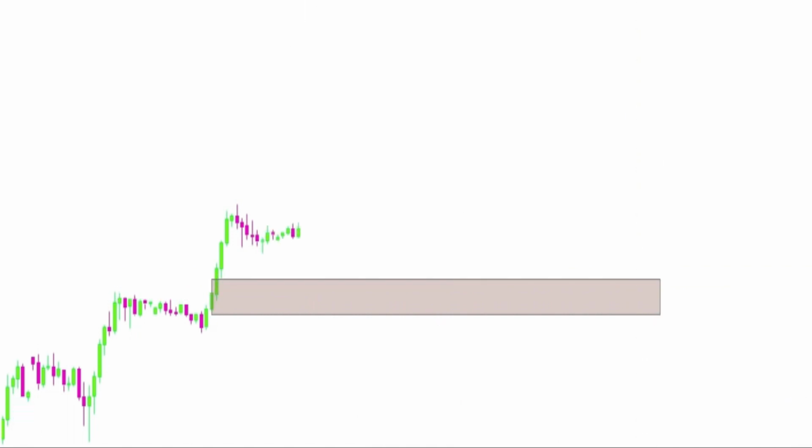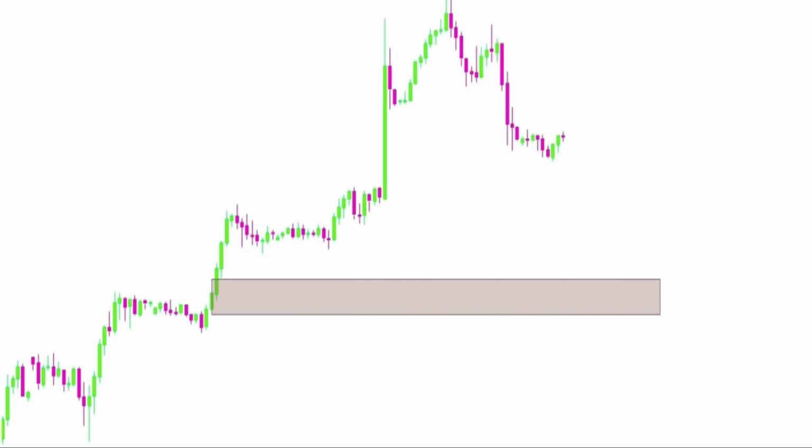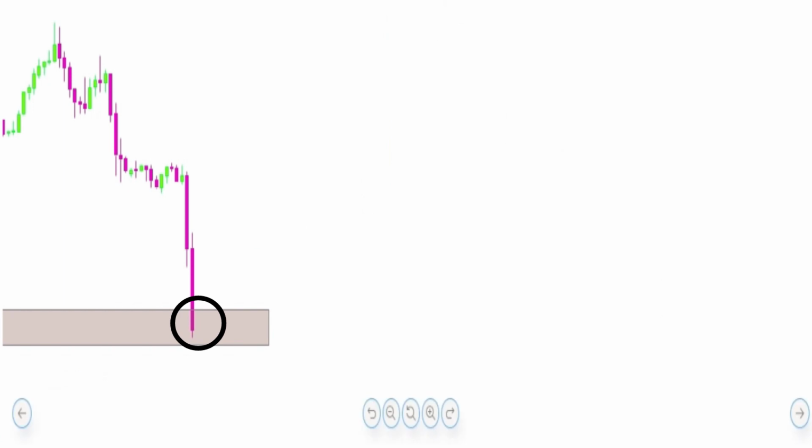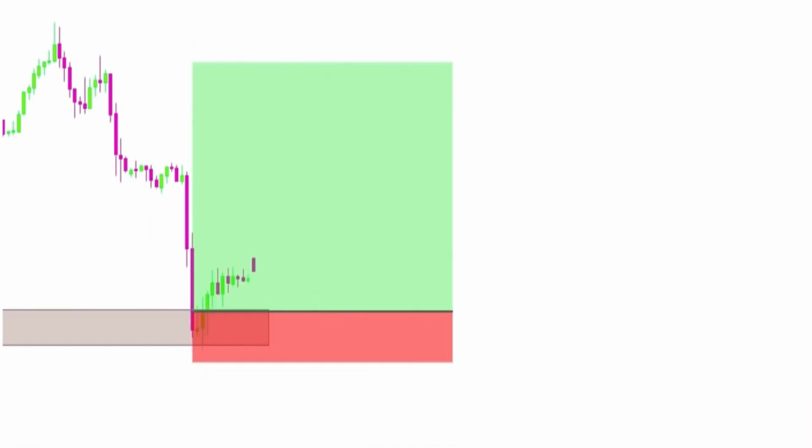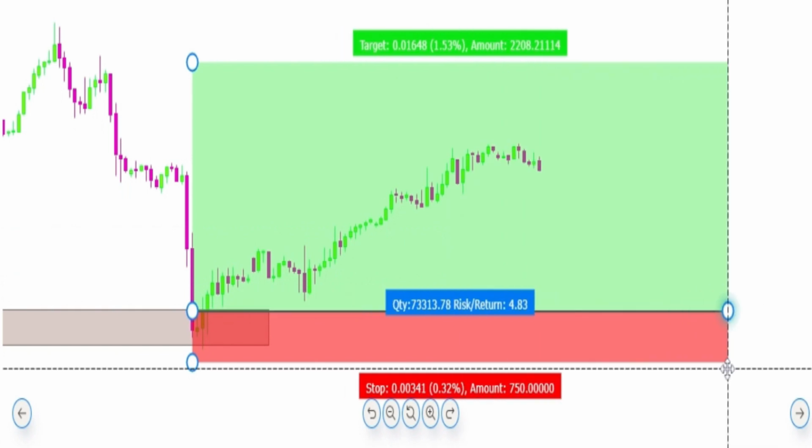Now we would initiate our buy trade once the price reaches the demand zone. We would initiate our buy trade from this point. Remember one thing, that you should always keep the stop loss below the demand zone, as the market has the tendency to hit the stop loss of the early buyers and then move upwards.